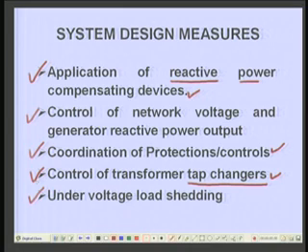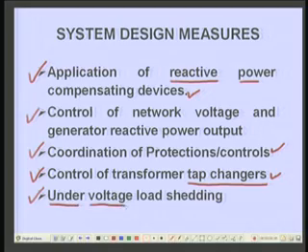Then next is under voltage load shedding. As a last resort, in case you find that voltage is sinking, voltage is going low, you do load shedding. For example, under frequency load shedding, all of you know, right, when the system frequency is going down, we do load shedding so that the frequency is recovered. Similarly, when the voltage is low, one can resort to what is called under voltage load shedding, but this should be done very judiciously, and this should be considered a last resort for saving the system from voltage collapse.